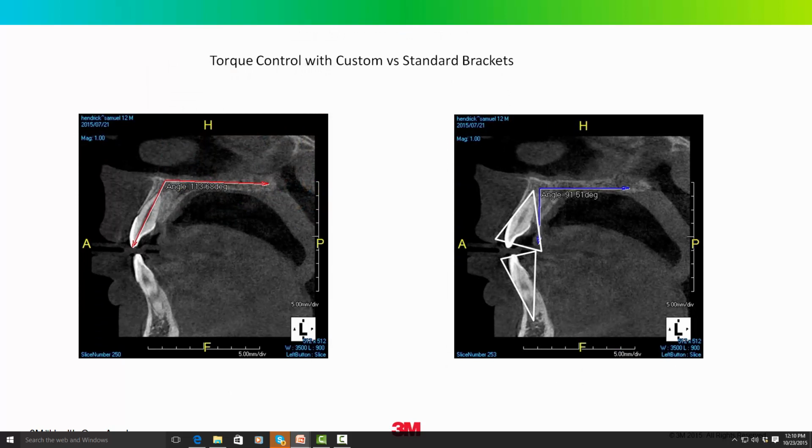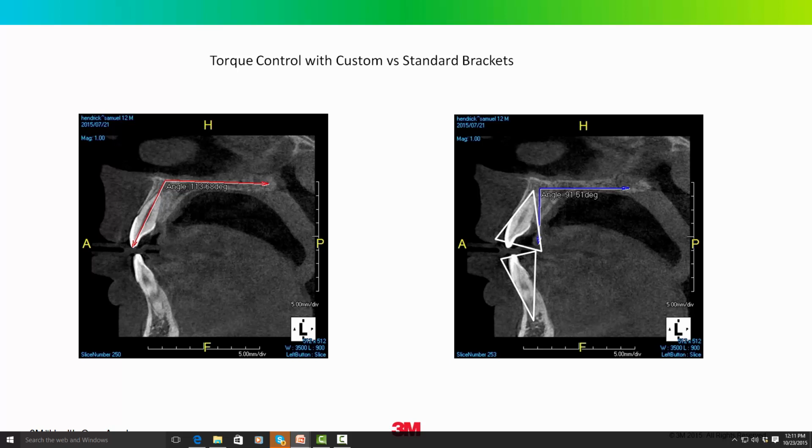You look at torque. We are using standard torques from standard prescription brackets. Well, that's assuming that the bony housing or the boundaries for that tooth or the alveolar process corresponds with the standard torque of the bracket. That's not necessarily always true.